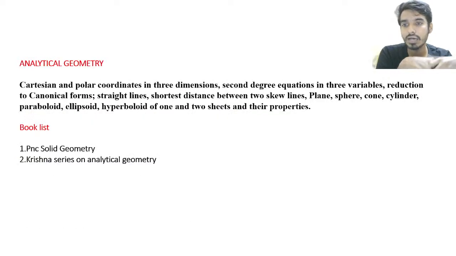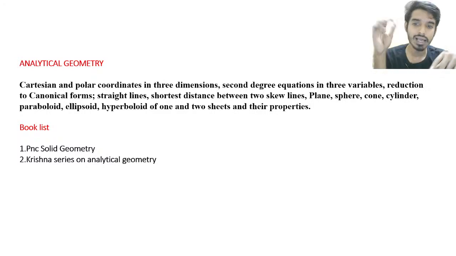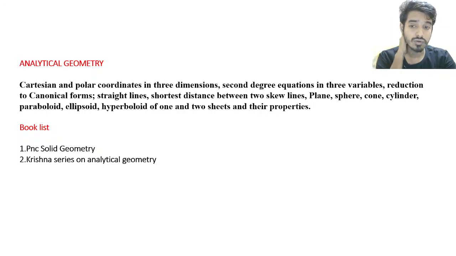And next is analytical geometry. For analytical geometry we have plane, spheres, cone, cylinder, paraboloid, ellipsoid, hyperboloid, right? These are the main topics. And we will have second degree equation in 3 variables, reduction to canonical form, etc. And we will use 2 books for analytical geometry throughout the course, which is PNC solid geometry, that is by Chatterjee, and another is Krishna series on analytical geometry, right?